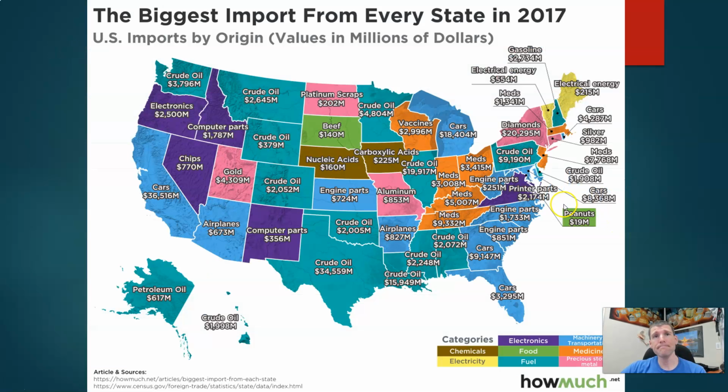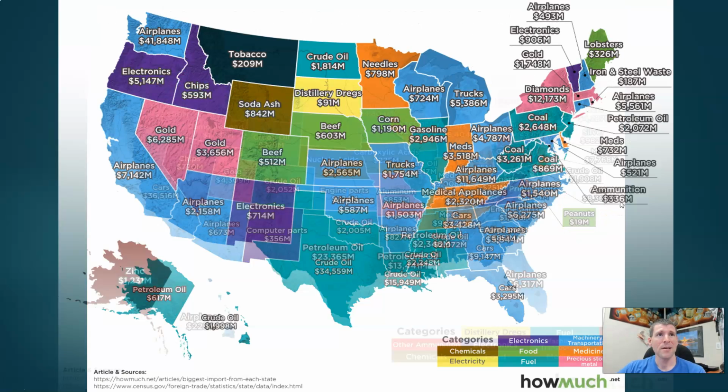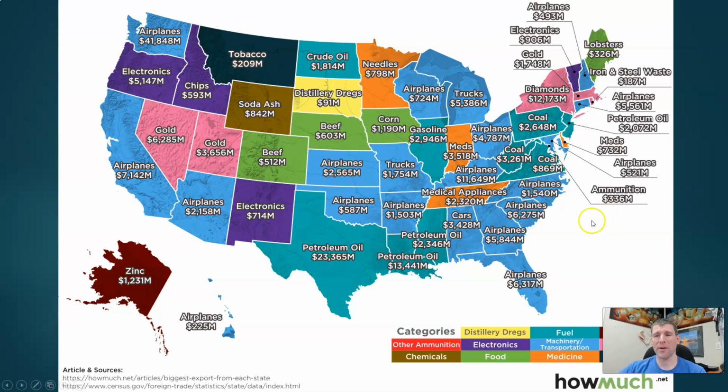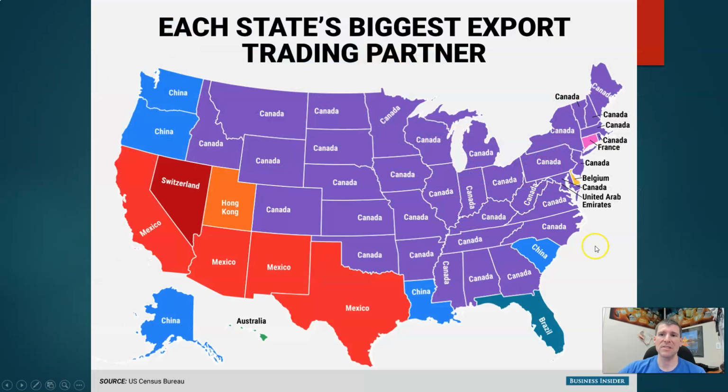Okay. All right. This shows you the biggest import category for each one of the states. So the biggest import category for Texas here, right? Crude oil. See what it is for these other guys, engine parts, etc., etc. You can pause that and take a look if you want. All right, this is the biggest export category for each one of the states. All right, highest value export. This shows you the biggest trading partner for each one of the states. So you can pause that, take a look.